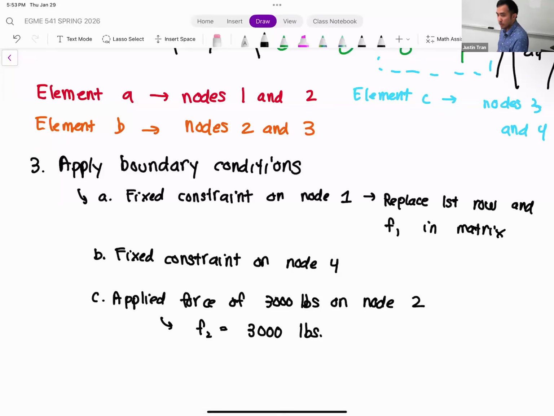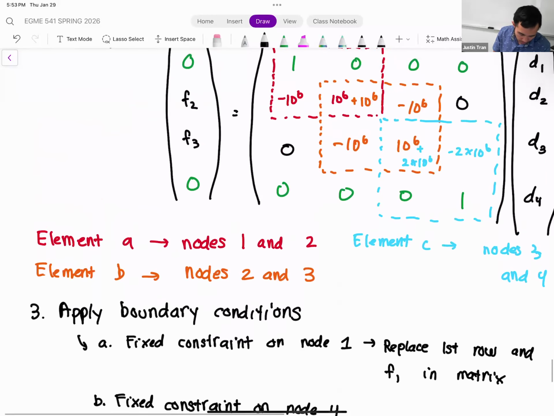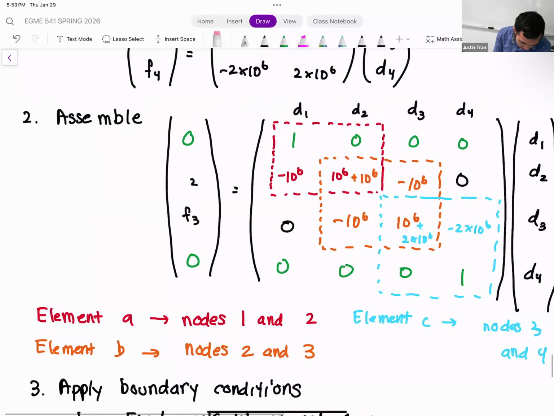Remember for Neumann boundary conditions, for force boundary conditions, we don't make any changes to the matrix. We only add those entries to the forcing vector. So we do that. Our F2 here is going to change to 3000. And then finally, technically, we have a fourth boundary condition for node 3. Our boundary condition on node 3 is that there's no boundary condition applied on node 3. And so we're just going to put a 0 for F3.